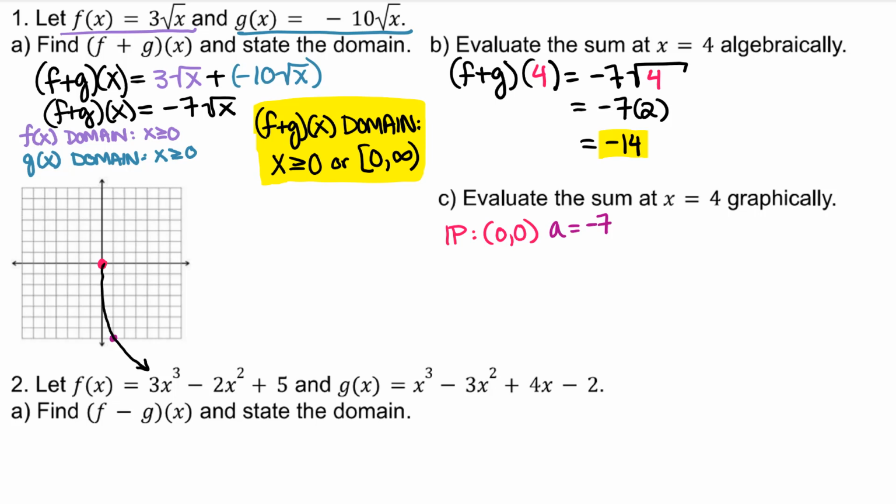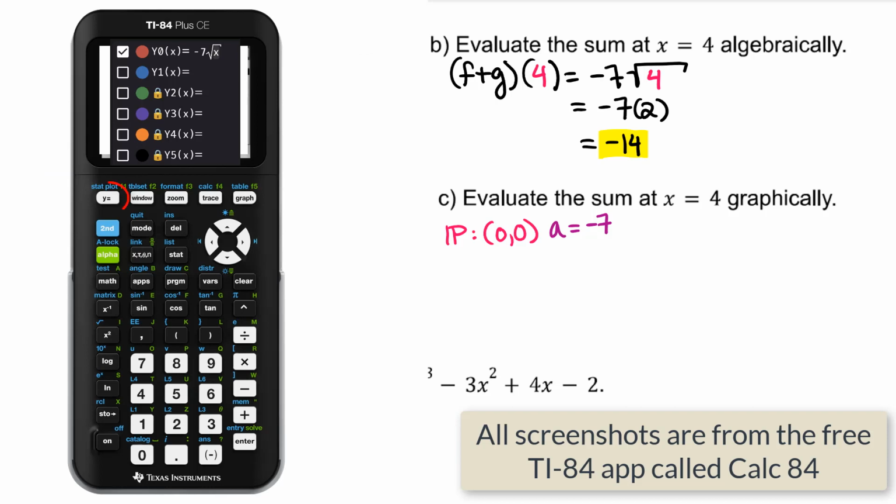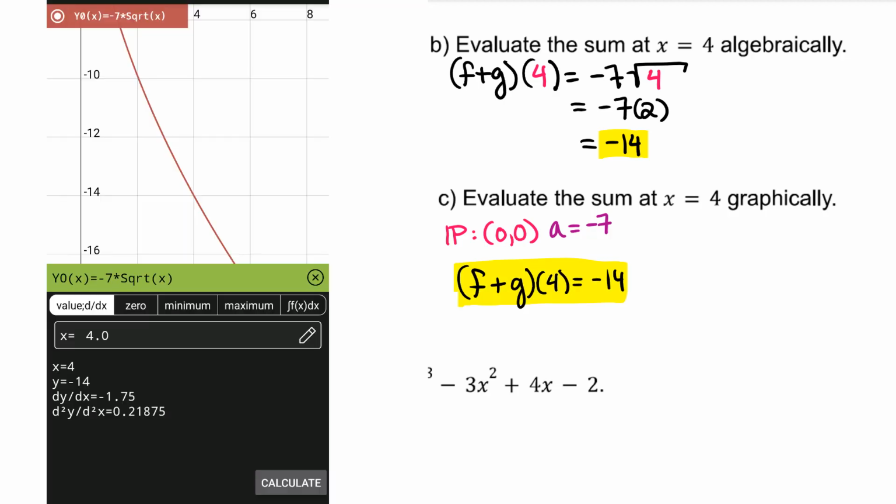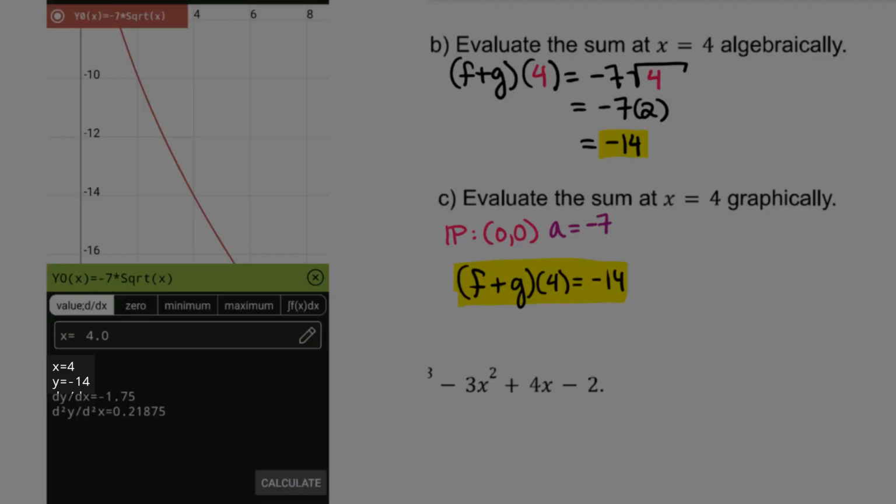And if we had a large enough graph, we could see where that is, but you actually have a function on a graphing calculator that allows you to do this. To do this on a graphing calculator, you'll plug in y1 is equal to negative 7 root x, and then graph. From there, you can calculate the result at any x value. And the calculator will also tell you that the answer is negative 14.